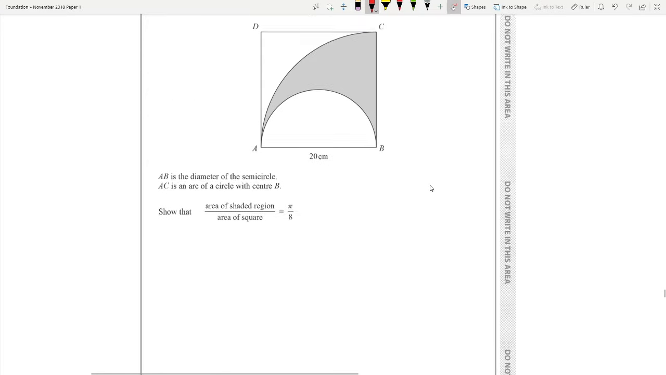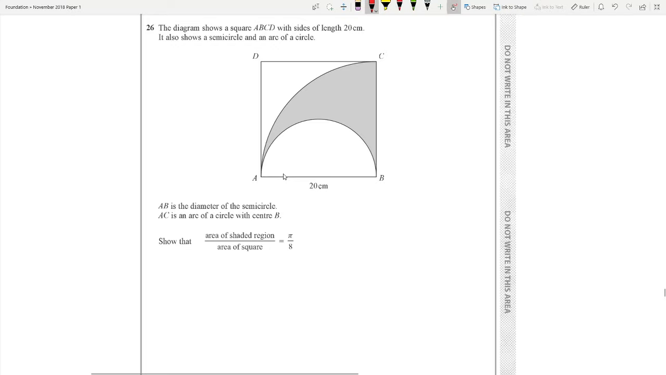Okay, this question is worth 4 marks. The diagram shows a square ABCD with sides length of 20. It also shows a semicircle and an arc of a circle. AB is the diameter of the semicircle. AC, this arc here, is an arc of a circle with center B. Show that the area of the shaded region divided by the area of the square is pi divided by 8.